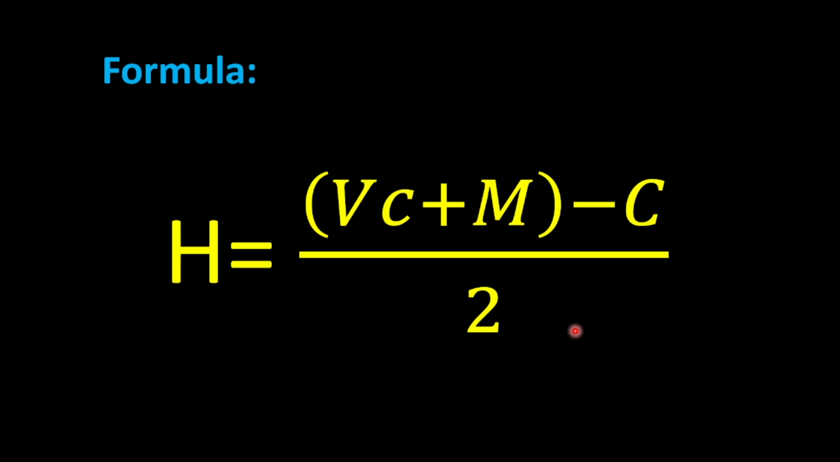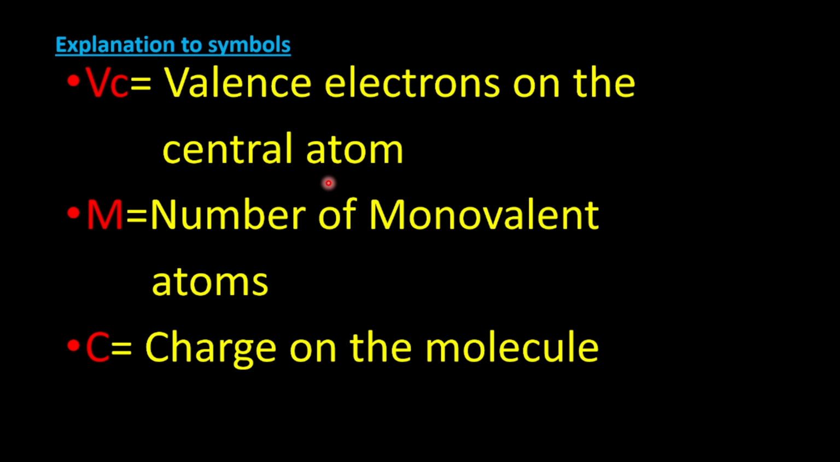This is the nice formula that we have. H is equal to, in one bracket, Vc plus capital M minus C, all divided by 2. Please don't forget this formula. It is very, very useful. Now let's see how we can apply the formula and know the terms indicated here: Vc, M, C.